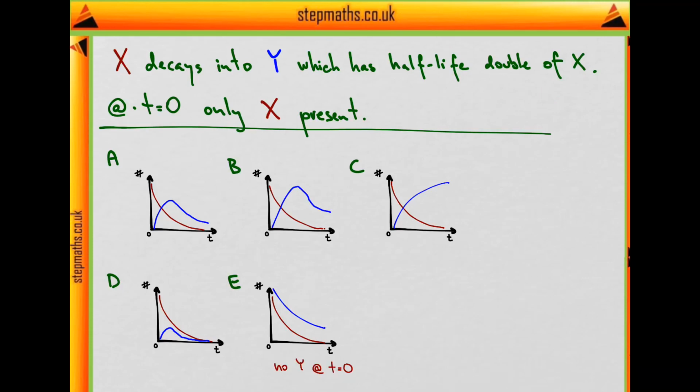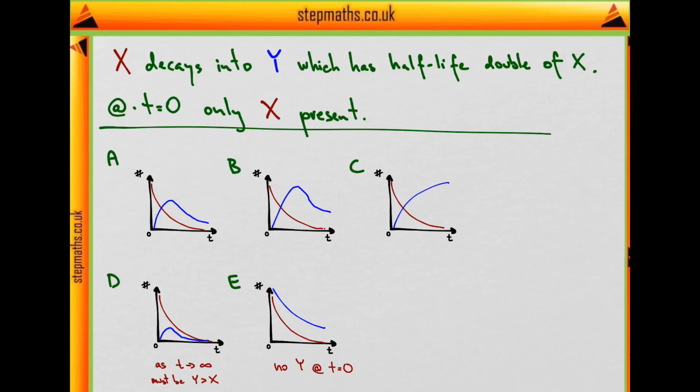We'll try and go through them one by one, starting with E. Well, the problem in E is that we are told that at t equals 0, only the element X is supposed to be present. There's no Y. And in the graph, the blue line actually intersects the y-axis at a non-zero intercept, which indicates that there would be some atoms of the element Y present at that time. So E has to be wrong.